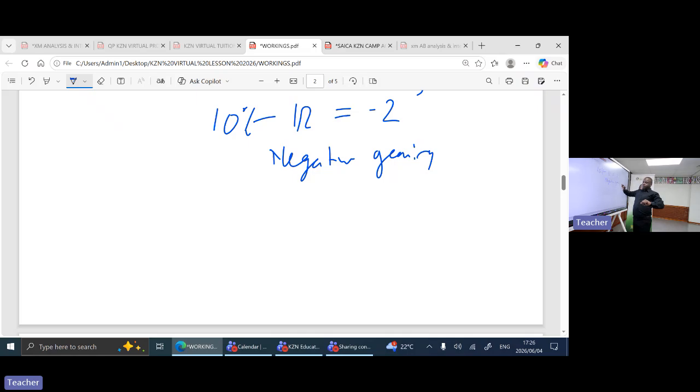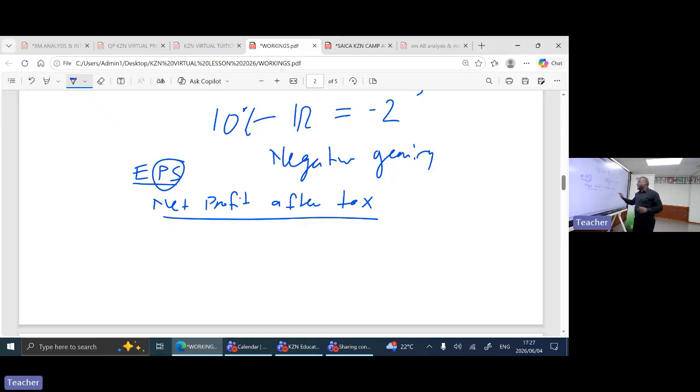Under return indicators, we also have things like your EPS, your earnings per share. Now, earnings per share is your net profits per share. Your net profit after tax, all right? The moment it says per share, then you must divide by the number of shares. Ask your teacher again to assist you.